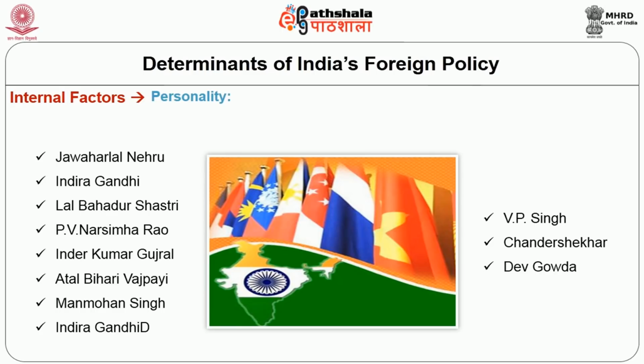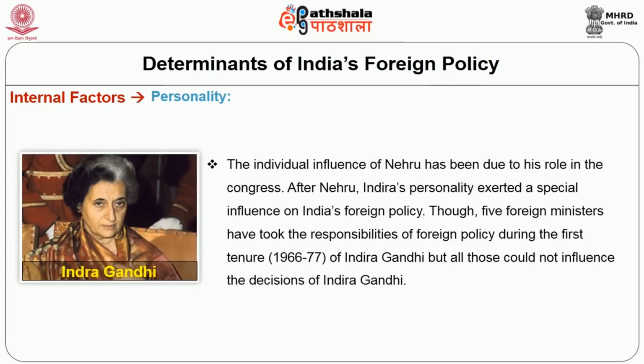Lal Bahadur Shastri, Rajiv Gandhi, P.V. Narasimha Rao, Inder Kumar Gujral, Atal Bihari Vajpayee and Manmohan Singh have had limited influence on India's foreign policy, while V.P. Singh, Chandrasekhar and Dev Gowda have had negligible influence. The individual influence of Nehru has been due to his role in the Congress. After Nehru, Indira's personality exerted a special influence on India's foreign policy. Though five foreign ministers took the responsibilities of foreign policy during the first tenure of Indira Gandhi, none of them could influence the decisions of Indira Gandhi.